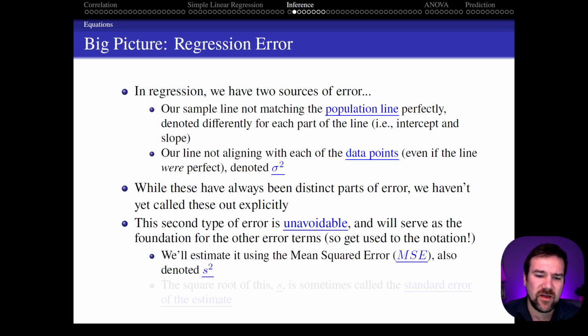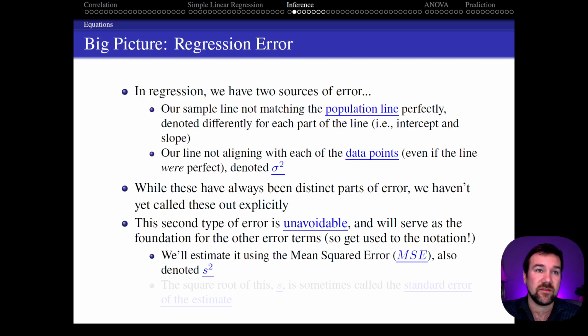We'll estimate that value, the sigma squared, the line not aligning with each data point, even if the line were perfect. We'll estimate that from the sample using the mean squared error. The other notation for the mean squared error is going to be S squared. Now, this is important because we're going to use this a lot. So get used to this, put a star next to this and write it down. We're going to use this a lot in this lecture video.